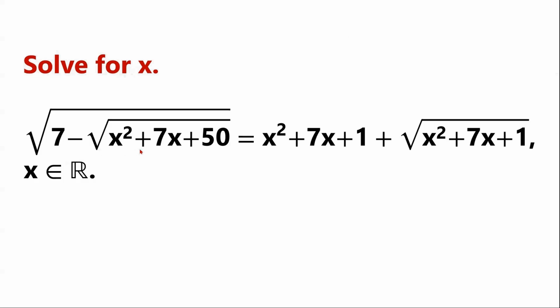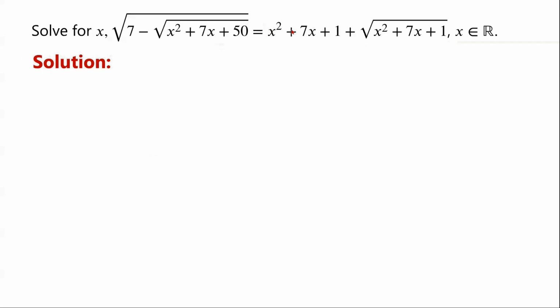To solve this radical equation, where x is a real number, we can see that the right-hand side of the equation contains x squared plus 7x plus 1 and the root of x squared plus 7x plus 1. The left-hand side of the equation contains the root of x squared plus 7x plus 50, which can be written as the root of x squared plus 7x plus 1 plus 49.